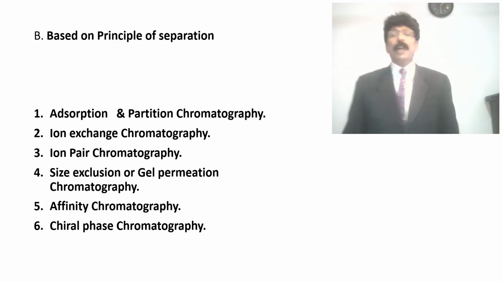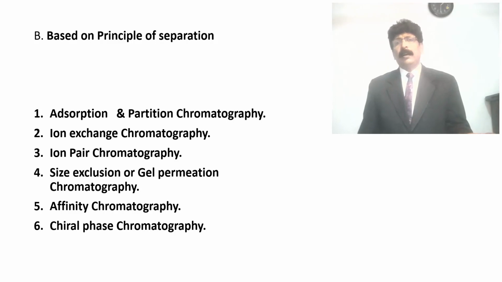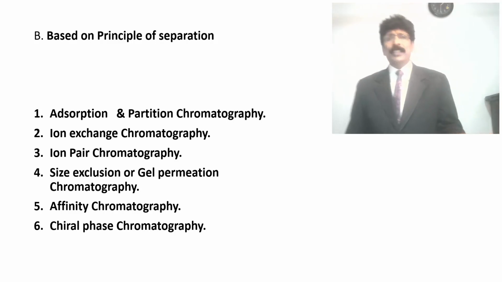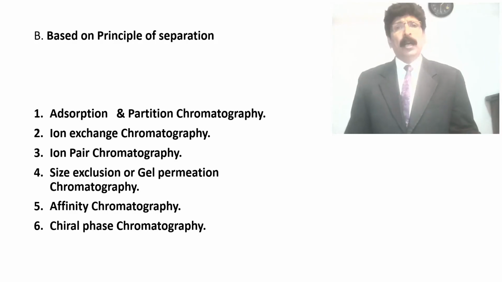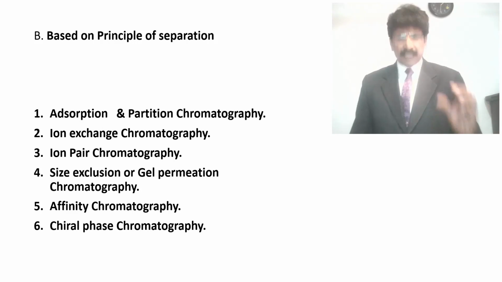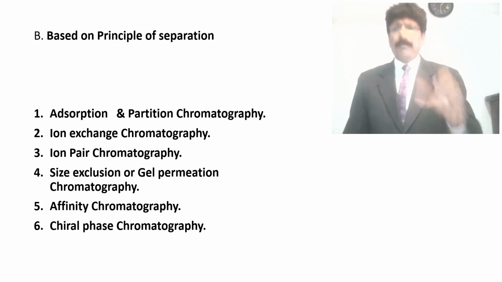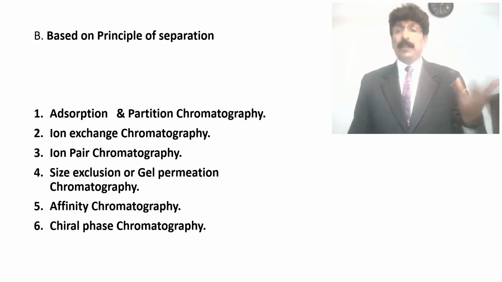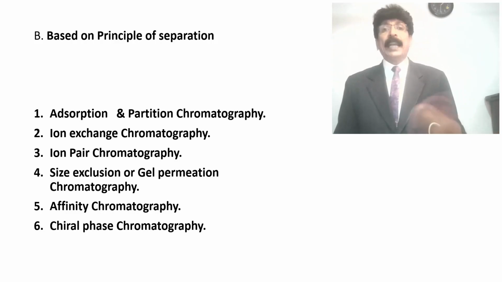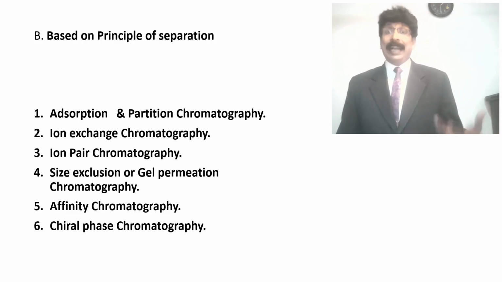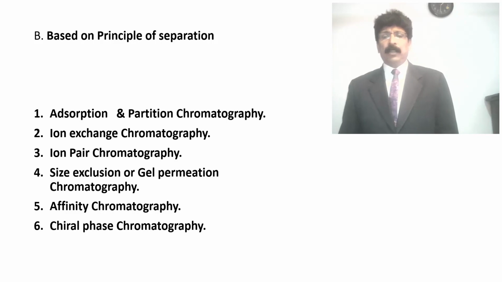Affinity chromatography: in biotechnology, biochemistry, microbiology, we need specific compounds to be separated, even living organisms. You can use a certain column for affinity chromatography. Affinity means whichever has affinity towards the stationary phase will be retained, and the others can be released by means of another compound. Chiral phase: compounds having dextrorotatory and levorotatory forms, optically active isomers, can be separated by chiral phase chromatography using this particular column.